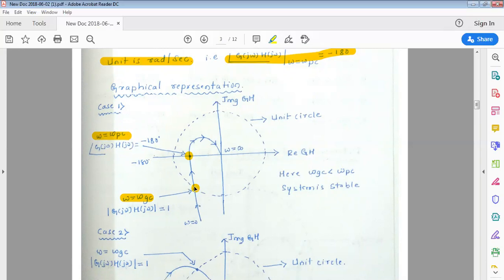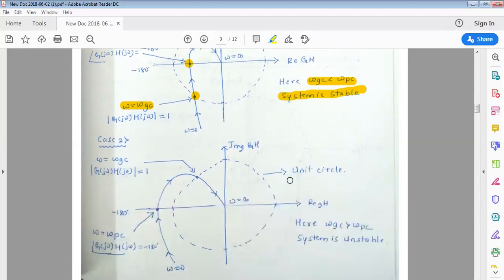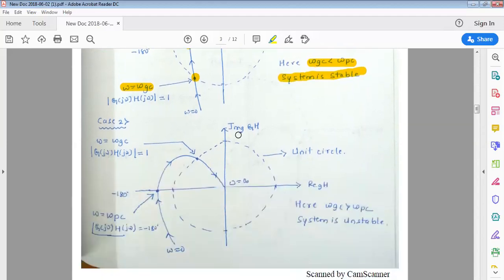Here, omega GC is appearing first and then omega PC is appearing later. Means omega GC is lesser than omega PC, right? Because omega starting from 0 up to infinity means it goes on increasing. Therefore, from the graph you can see omega GC is less than omega PC. Therefore, this system is called stable. This is a condition for a stable system.